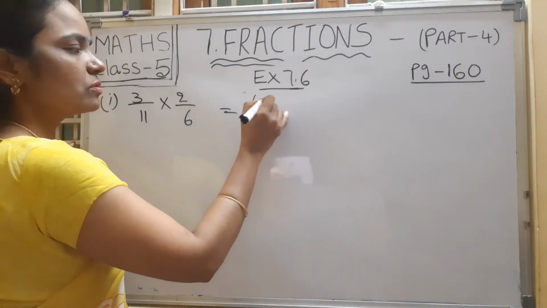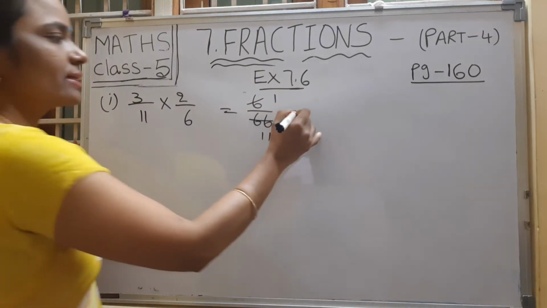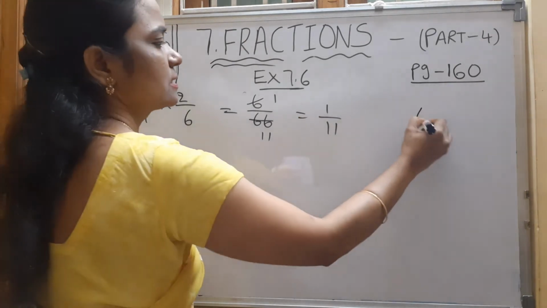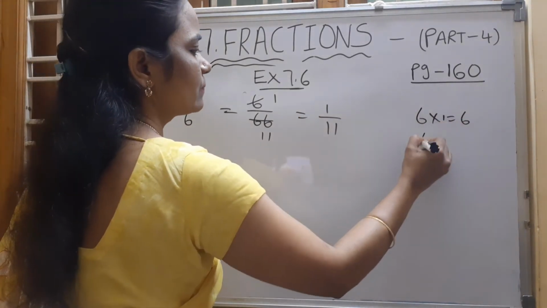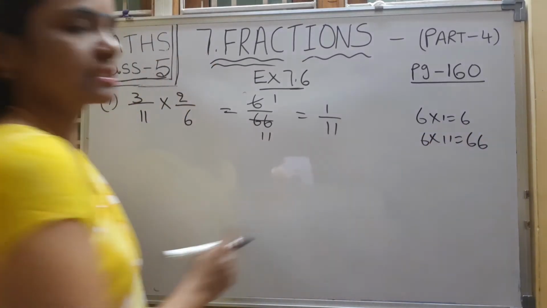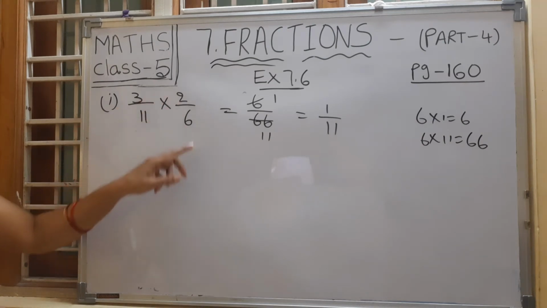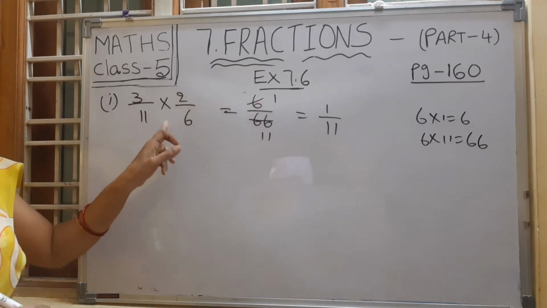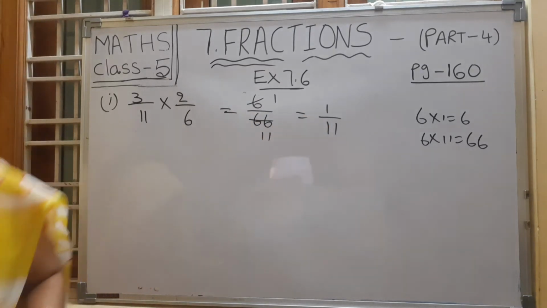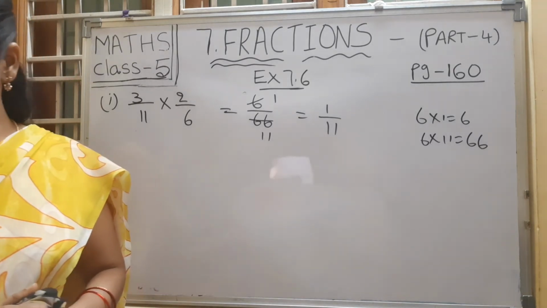Finally, in the 6 table I am cancelling. 6 1s are 6, 6 11s are 66. So what is the answer? 1 by 11 is the answer. Yes. 6 1s are 6, 6 11s are 66. 3 2s are 6. 11 into 6, 66. 1 by 11 is the answer. Note it down, children.